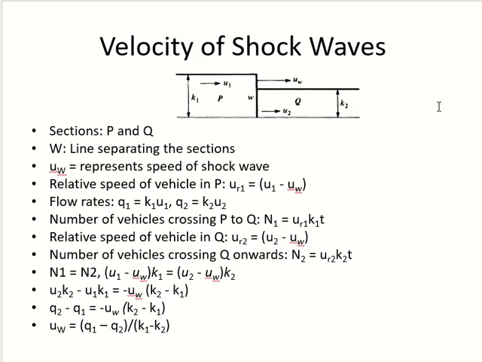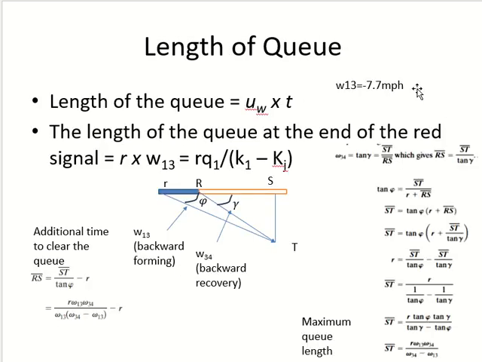Minus. These are in miles per hour. Speed, miles per hour. You keep it in miles per hour, no problem. Now we can use these two equations and calculate ST and RS: the maximum length of the queue and the time to clear the queue.